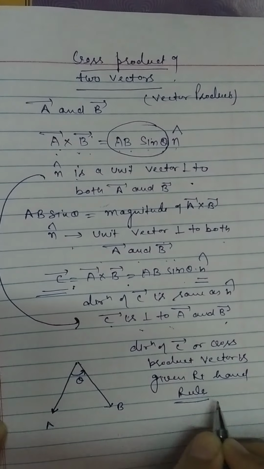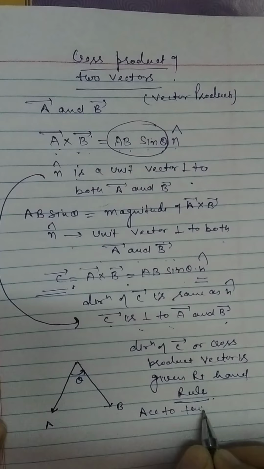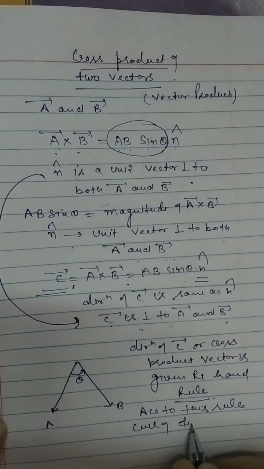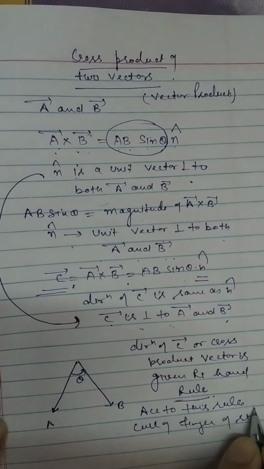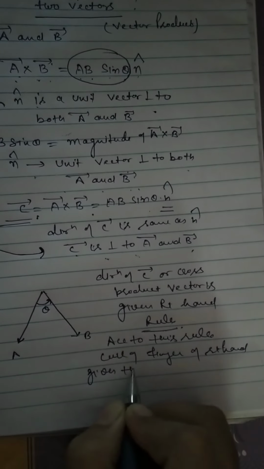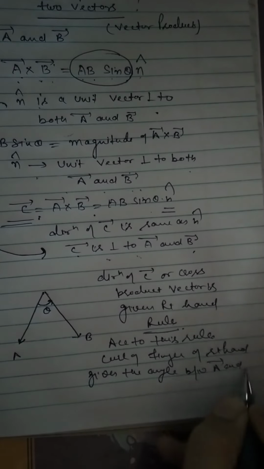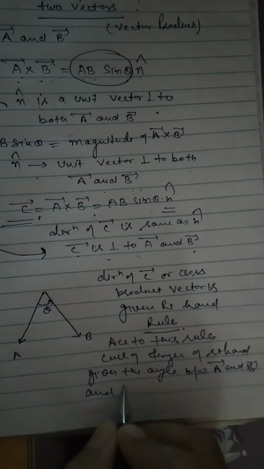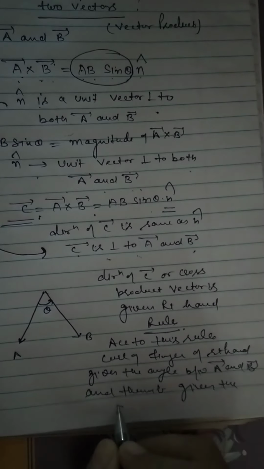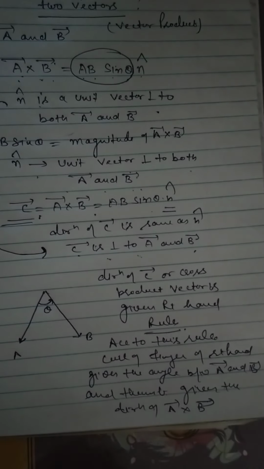What is this right hand rule? According to this rule, the curl of the fingers of the right hand gives the angle between A and B, and the thumb gives the direction of A cross B. थंब किसकी डायरेक्शन देगा? A cross B की, राइट?